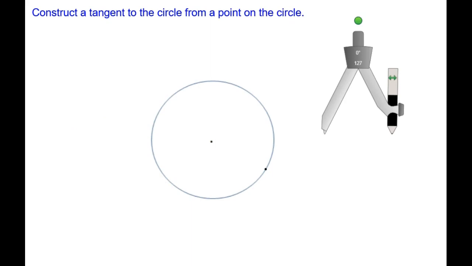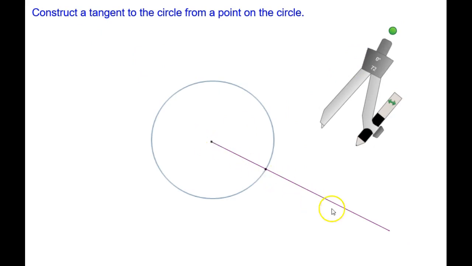The second construction is going to be constructing a tangent to the circle from a point on the circle. The first step to this is constructing a ray that goes from the center of the circle through our point that's on the circle and extending to the outside. Once we have this ray constructed, we're going to now construct a perpendicular bisector that goes through this ray through this point, because if we have a radius to the circle and we're trying to construct a tangent line, we know it must be perpendicular to the radius of the circle.